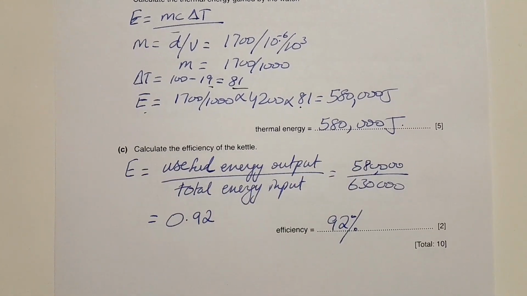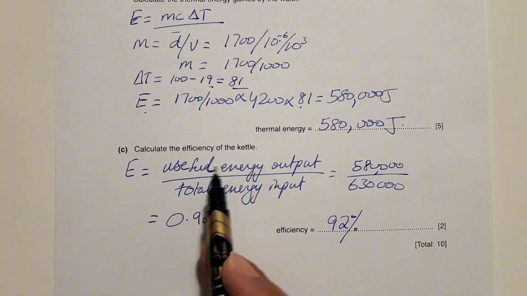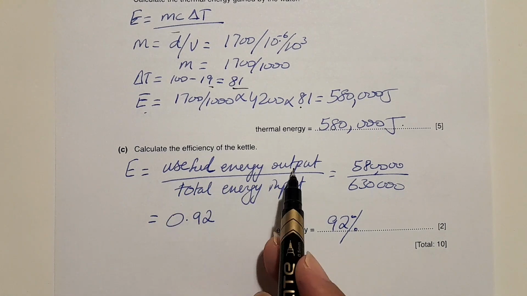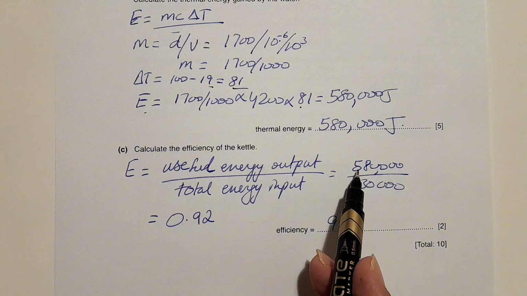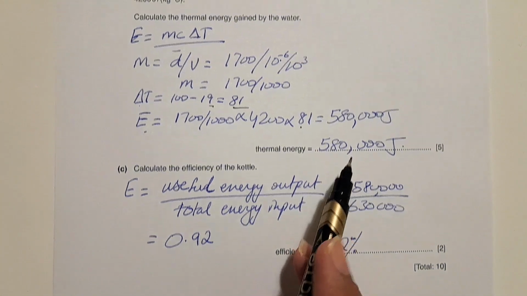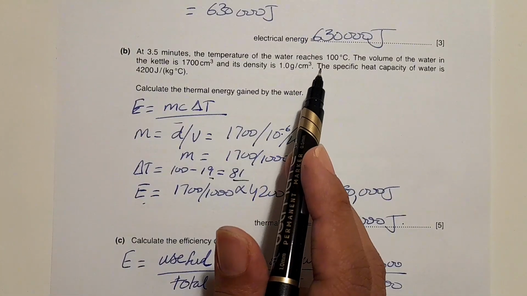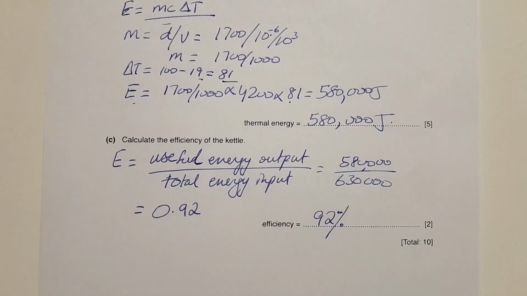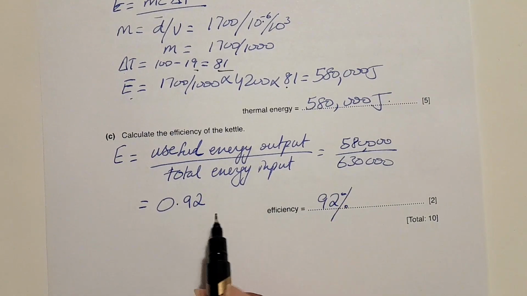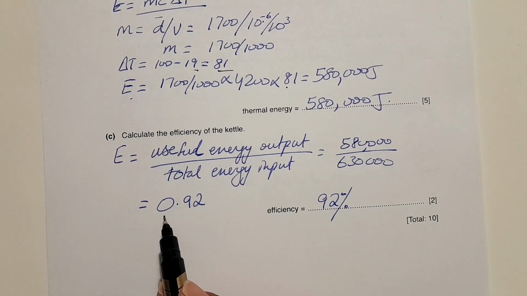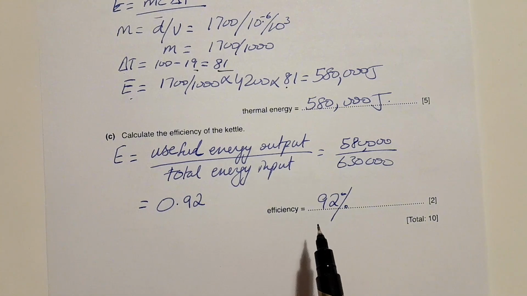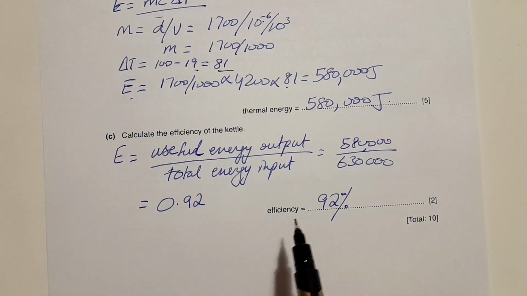Part C states calculate the efficiency of the kettle. So efficiency is equal to useful energy output divided by total energy input. So useful energy is 580,000 and total energy input, which we have already calculated, is 630,000. So 580,000 divided by 630,000, which is the percentage. So percentage is 92%. So the efficiency of the kettle is 92%. So this is the final answer of part C.